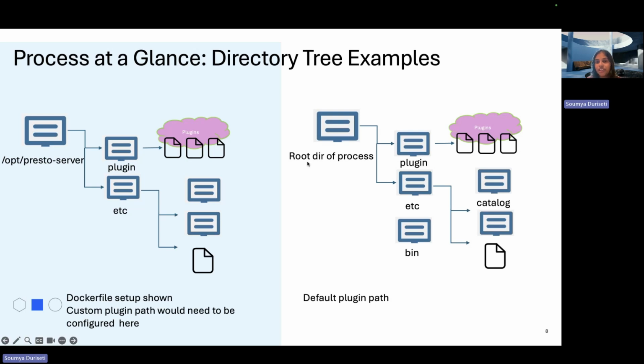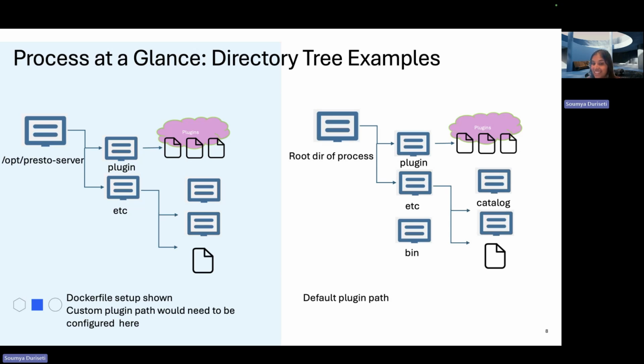Now, let's look at another flavor of this directory tree. This is going to be a different process, not the Docker file process, but a different one. Let's say the setup looks a little bit like this. You have the root directory of the process, or just slash, if you want to be technical. And inside of that, you're going to see etc, the bin directory, and then the plugin directory. Inside of this etc directory, you're going to see catalog and all of your other subdirectories and files. And within this plugin directory, you're going to have all your plugins.